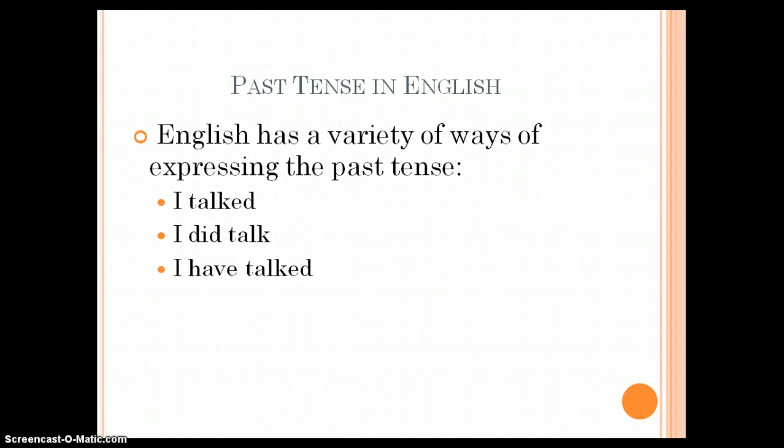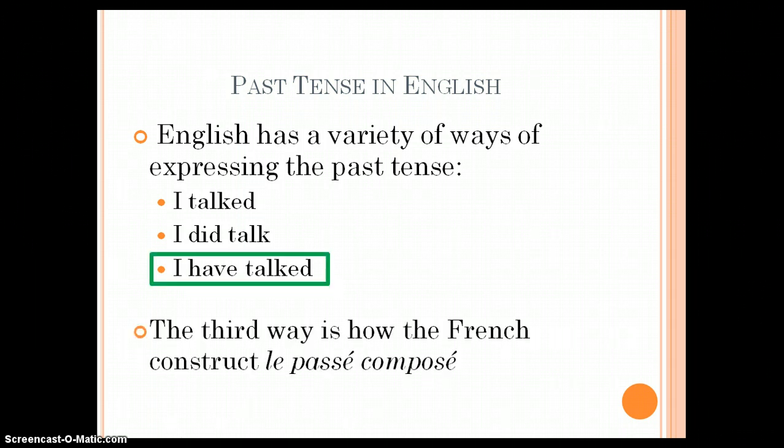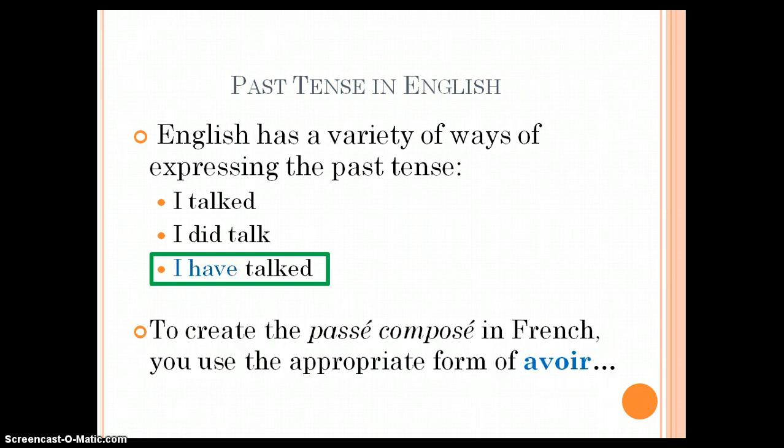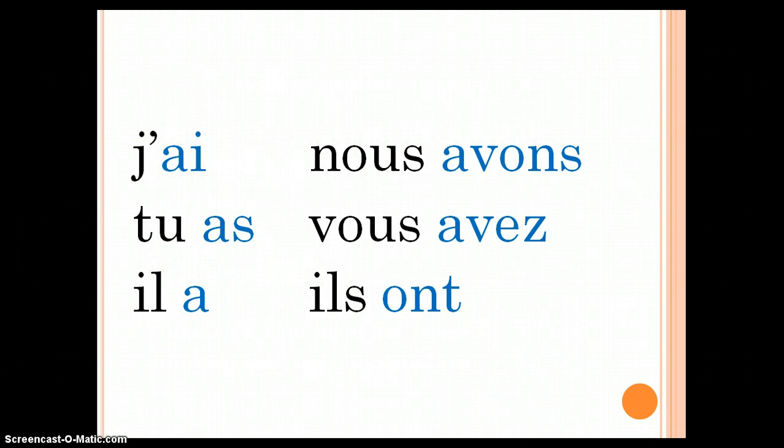English has a variety of ways of expressing the past tense. We can say I talked, we can say I did talk, we can also say I have talked. The third way, I have talked, is how the French construct le passé composé, their past tense. And to create le passé composé in French, you use the appropriate form of avoir, which means to have. And just to review, voilà les formes d'avoir. J'ai, tu as, il a, nous avons, vous avez, ils ont.